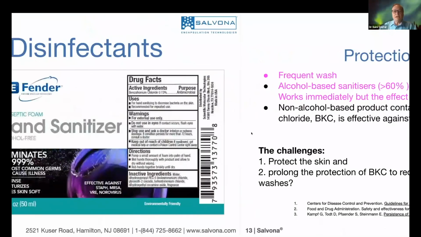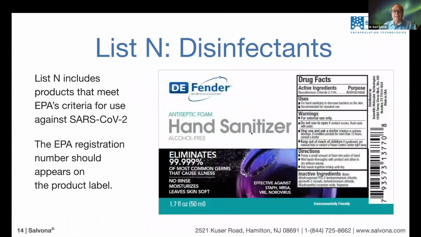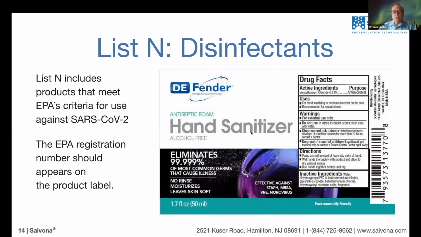Okay, so if we look at the EPA list, there is what is called the N list of disinfectants, and there is a clear distribution of what it should be. As for EPA registration, manufacturers need to have a registration number. It has to appear on the label. On this label, it does not appear, but you can see that it says it eliminates 99.999%, which means it's a very effective solution using BKC at 0.13.